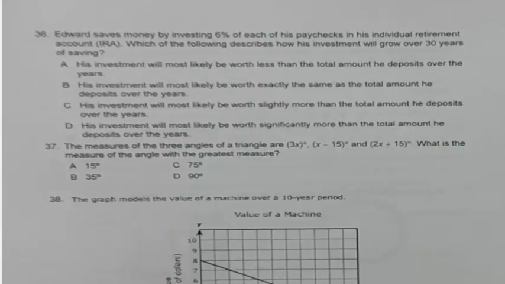36. Edward saves money by investing 6% of each of his paychecks in his individual retirement account, IRA. Which of the following describes how his investment will grow over 30 years of saving?